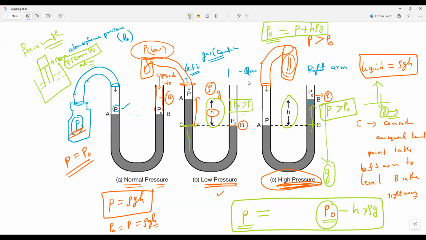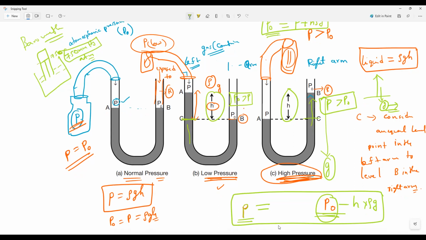Yes, sir. So if you want to calculate the pressure of a gas, what is the formula, everybody? Pressure of a gas is equal to atmospheric pressure minus rho g h. You can use this formula whenever the levels of the liquid in both the arms differ. If you want to calculate a liquid pressure or gaseous pressure using a manometer, this is the formula: the pressure of a gas or a liquid is equal to atmospheric pressure minus rho into g into h. Okay, that is the formula.